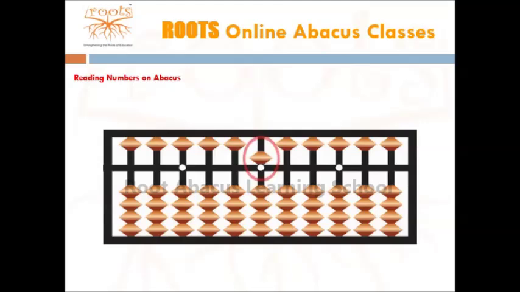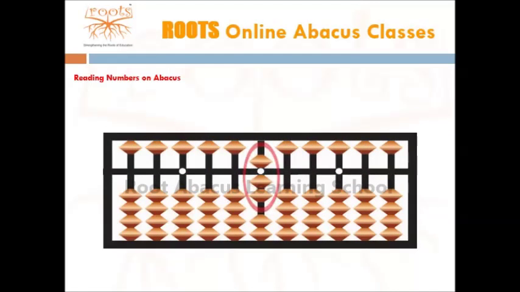In this case, we see that one upper bead which is a value 5 is touching the bar. Hence, we can say that the abacus is showing number 5. In this example, we see that one upper bead of value 5 and one lower bead of value 1 are touching the bar. It means the abacus is showing 5 plus 1 which is equal to 6.